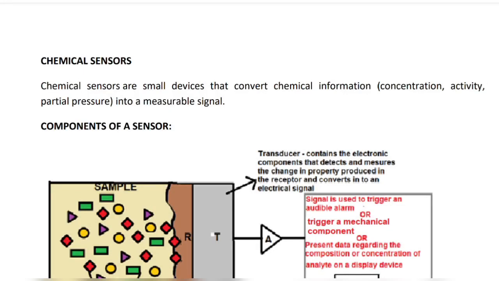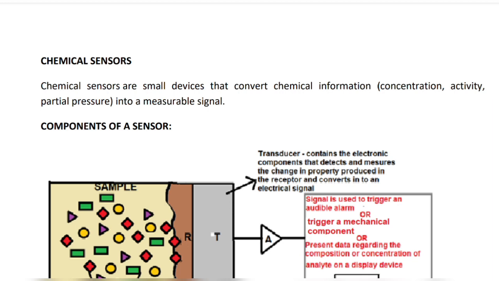Hello everyone. In this video, we are going to discuss chemical sensors: what is meant by a chemical sensor, the components of a chemical sensor, the types of chemical sensors, and certain parameters used to characterize the performance of a chemical sensor. So, what is meant by a chemical sensor?